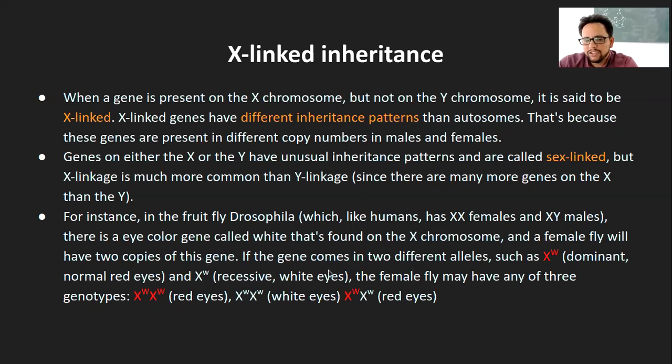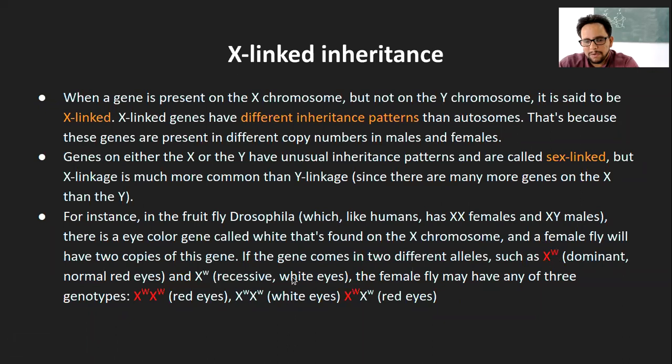Now, if the gene comes in two different alleles, X capital W, that is dominant, will have normal red eyes, and X small w, the smaller caps, will be a recessive allele or recessive gene which has white eyes. What you need to remember, in this case, which we are going to see further, is the capital W is the dominant one which has red color of the eyes, and the small w is the recessive one which is going to have white eyes.